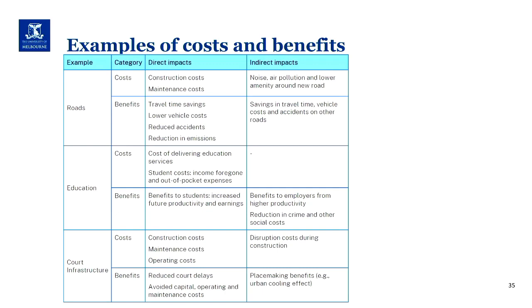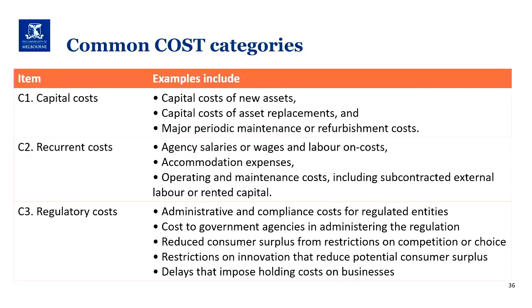Then in education, for instance, the benefit is the benefits to students, increased future productivity and earnings. This one is similar to what I was telling you at the beginning of the lecture with the example of outcomes and outputs. The outcome is more focused on the benefits. And if we talk about court infrastructure, you can see the benefits are the reduced court delays and the avoided capital, operating and maintenance costs.